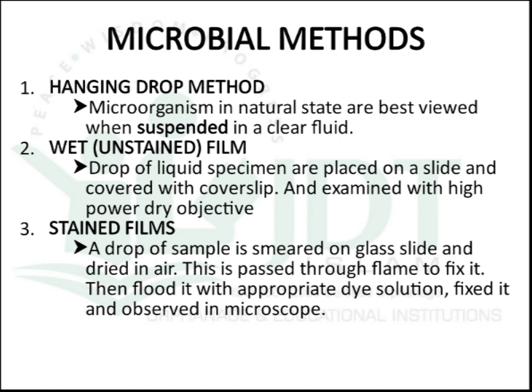Now the second one is the wet unstained film. In this method, a drop of liquid specimen is placed on a slide, covered with a cover slip, and examined with high power dry objectives. So it is a direct method without staining. The third one is the stained film. A drop of sample is smeared on a glass slide and dried in air, then passed through the flame to fix it, then flooded with appropriate dye solution and observed in the microscope. It is the routine procedure in microbiology.